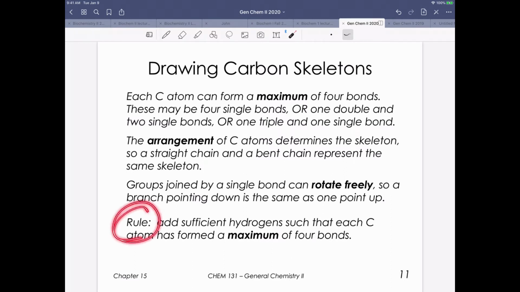One of the rules that we're going to have to think about, because sometimes we're not actually going to be drawing in every single hydrogen atom: if we have carbon atoms that are bonded to other carbon atoms, we need to remember that any extra spaces are going to be filled up with hydrogen atoms such that every carbon will have 4 bonds. This will make sense as we go through and practice some problems, but I just wanted to highlight that important piece.